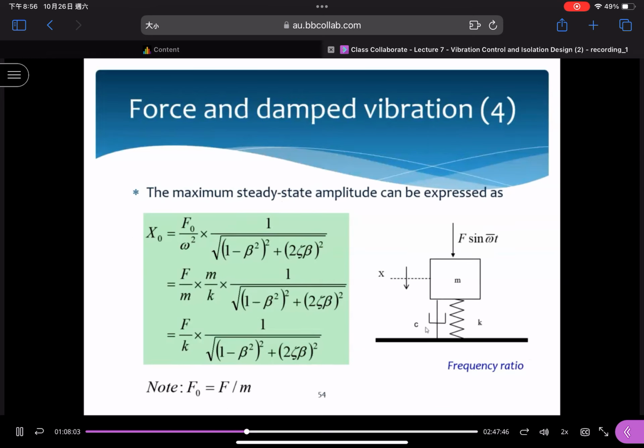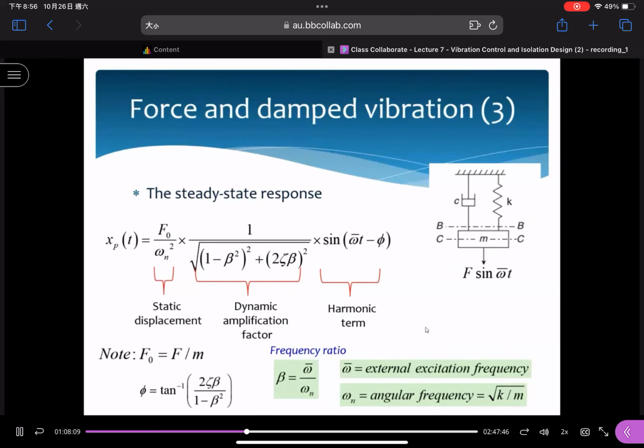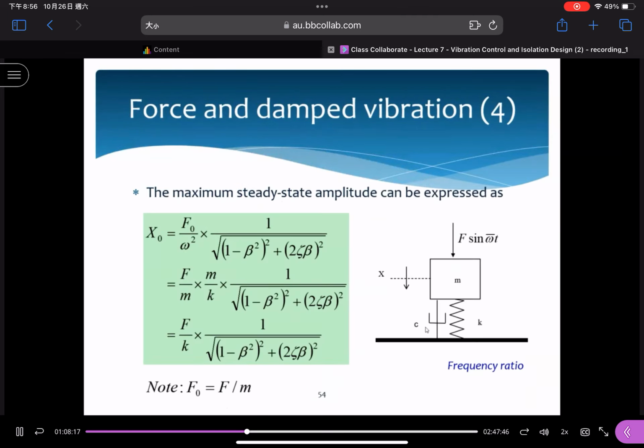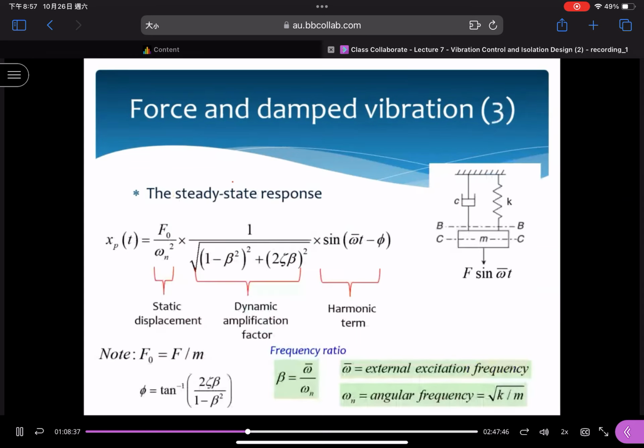When you compare this equation and this equation, what is the difference? What is the difference between these two equations, this page and this page? Can you tell me? In this equation, we do not consider the last term, correct? Why? This is the maximum steady state amplitude, and this is the steady state response. If we just consider the maximum steady state, why do we not need to consider the harmonic term? Because the psi function here has a maximum value of 1 and minimum of minus 1.